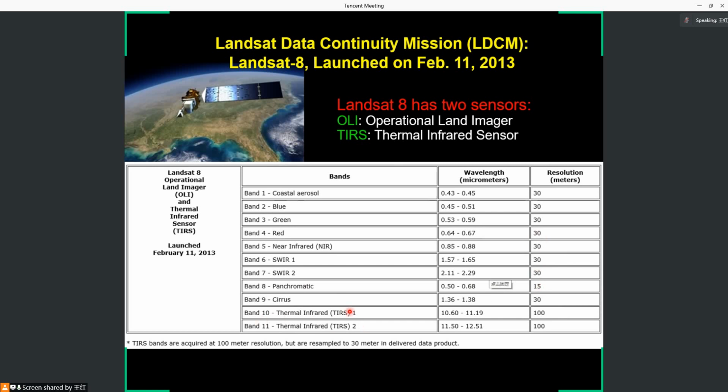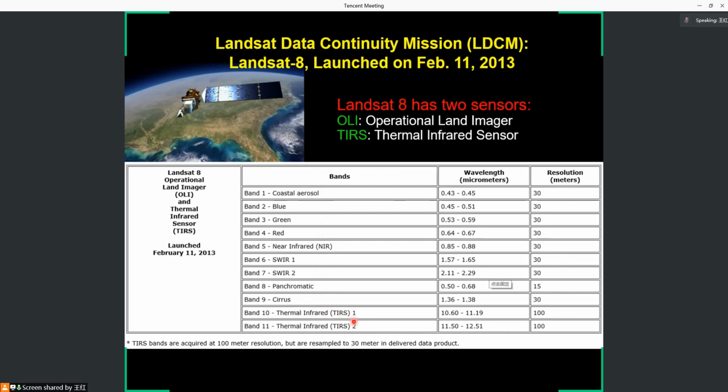For the TIRS, thermal infrared sensors, there are 2 bands, and the resolution is 100 meters. The other bands may be used for classification of different land use and land cover.